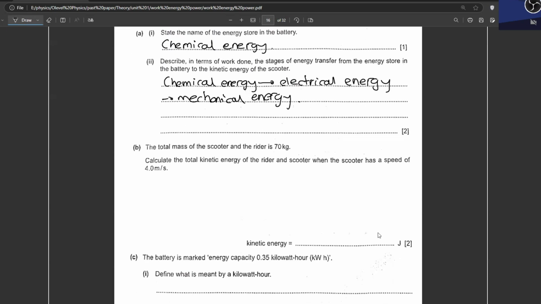The total mass of the scooter is 70 kg. Calculate the total kinetic energy of the rider and the scooter when the scooter has a speed of 4 m/s. So 1 upon 2 into the mass, that is 70, into the velocity, that is 4 square. So 70 into 16 divided by 2 gives you a value of 560 joules of kinetic energy.